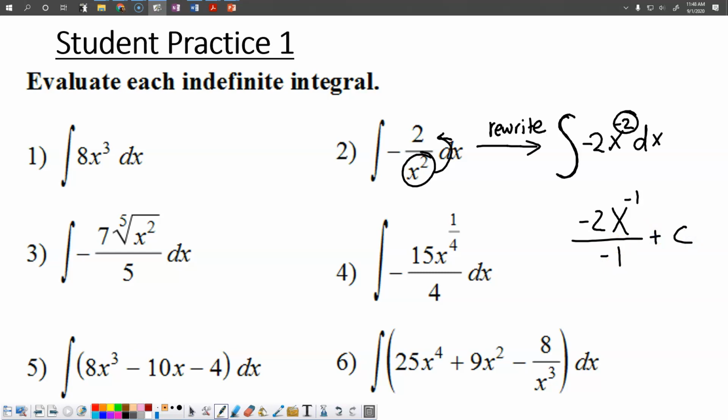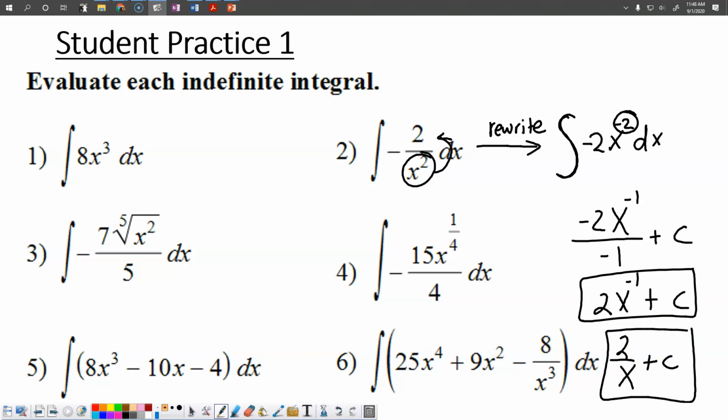Well, negative 2 divided by negative 1 becomes positive 2. And we could write our answer like that. But what's another way we could write our answer without a negative exponent? We could also write it like this. Either one of those is acceptable.